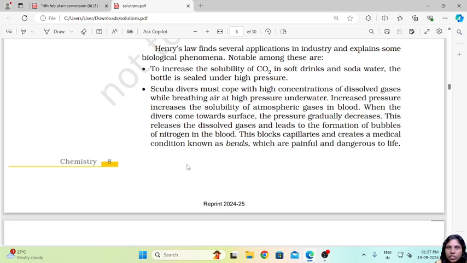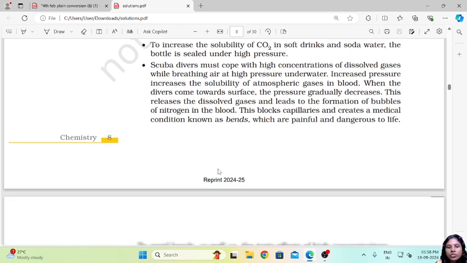Now, when the divers come to the surface of the water, what happens? The pressure will gradually decrease. It will come to the normal level. This releases the dissolved gases. So when the pressure is coming back, it will release the dissolved gases. This will then lead to the formation of bubbles of nitrogen in the blood, and a bubble in the blood is a very dangerous case. So this blocks the capillaries and creates a very intense medical condition known as the bends, which is very painful and can be very dangerous to life.